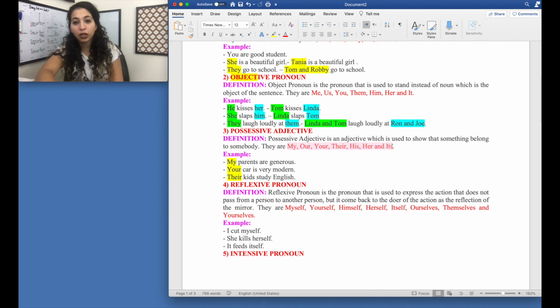So again, if we want to use possessive adjectives, we use one of these: my, our, your, his, their, her, and its. These are different from possessive pronouns, which we will talk about in a little bit. But this is if you want to show that something is for someone to give additional information about it. My book, my parents, his shoes, her house. So we are giving additional information about something.